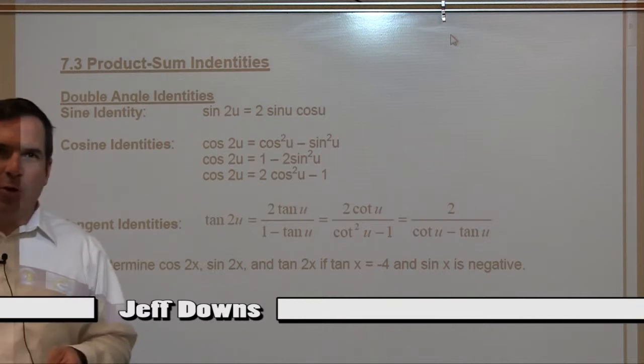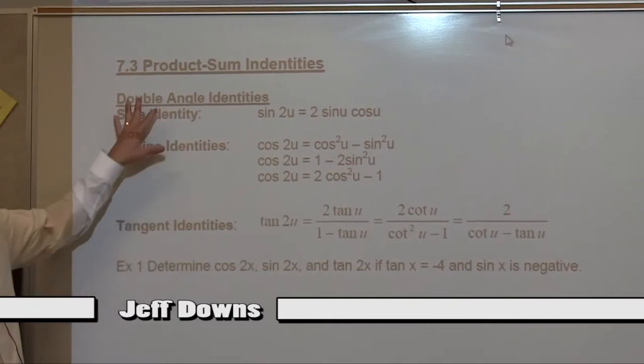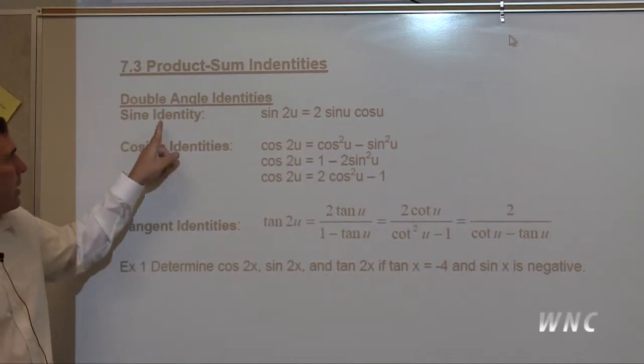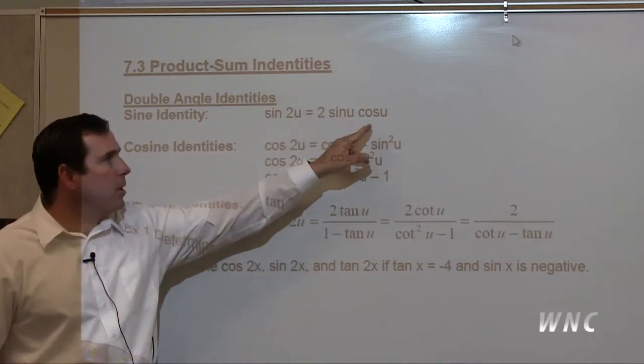Hello and welcome to 7.3, Product Sum Identities. So we have a couple of different things we're going to go through. First is double angle identities. The sine identity: sine of 2u is 2 sine u cosine u.